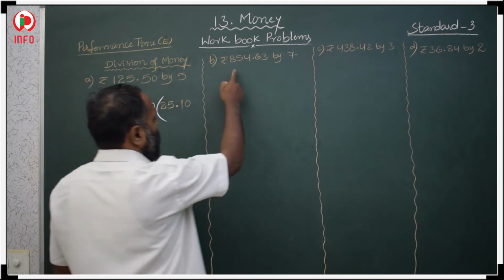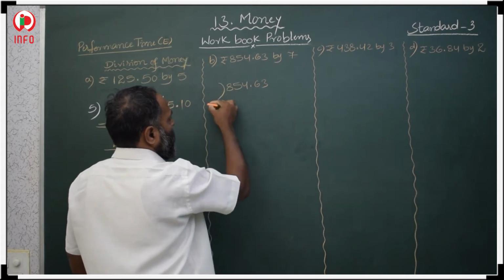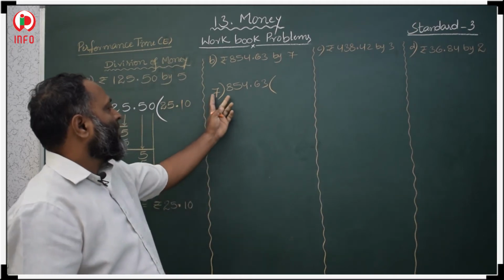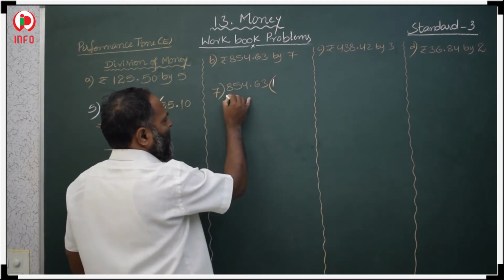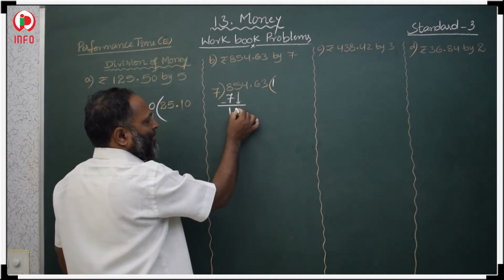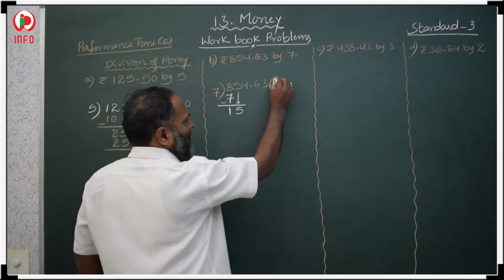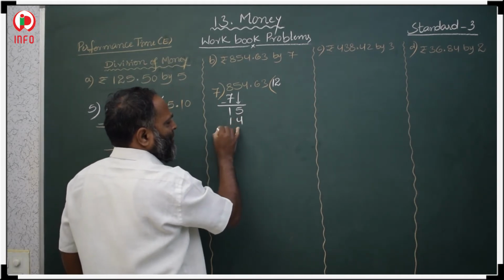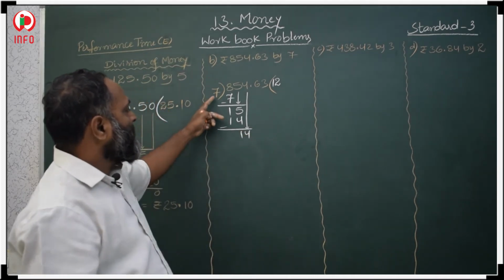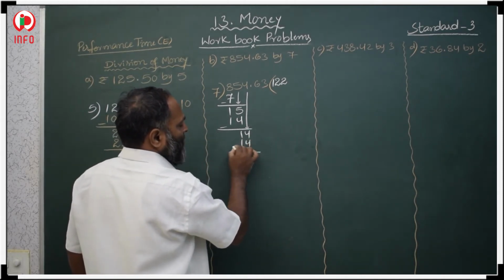Now here, 854 rupees 63 paise divided by 7. In the 7 table when will you get 8? 7 1s are 7. 8 minus 7 is 1. Now copy the next 5. 15. In the 7 table when will you get 15? 7 2s are 14, near to 15. 5 minus 4 is 1. Now you copy one more. Then in the 7 table when will you get 14? 7 2s are 14. 14 minus 14 is 0.